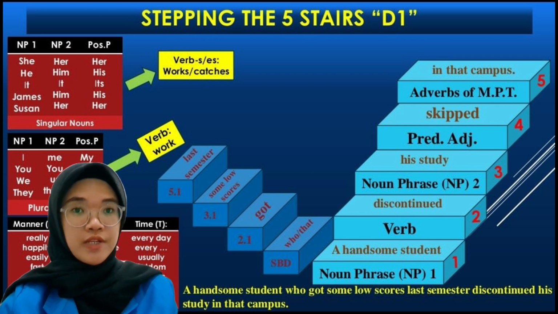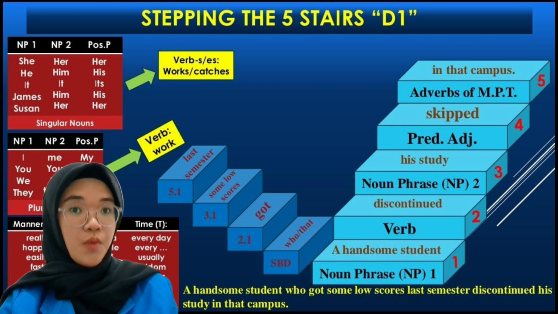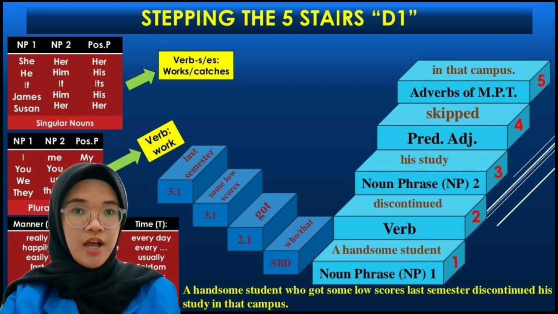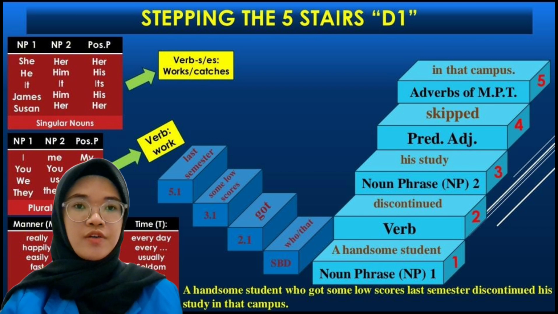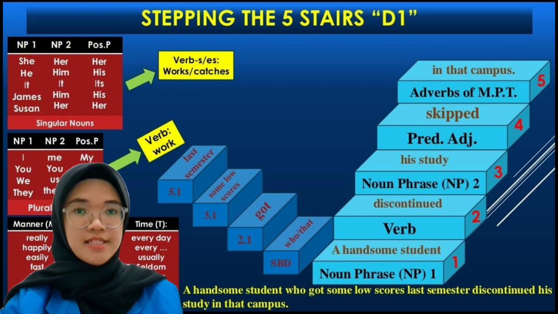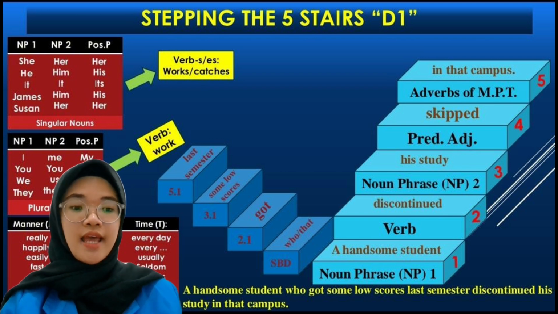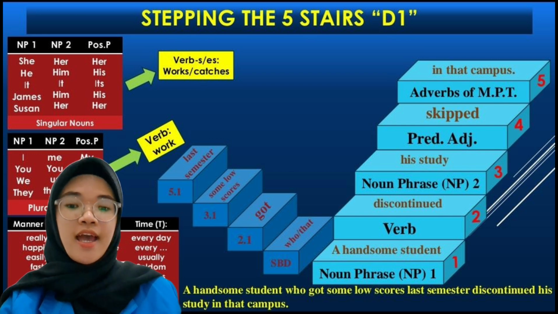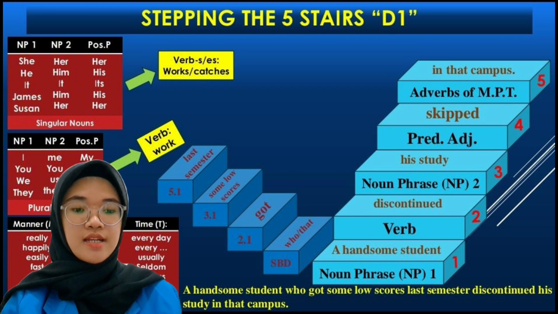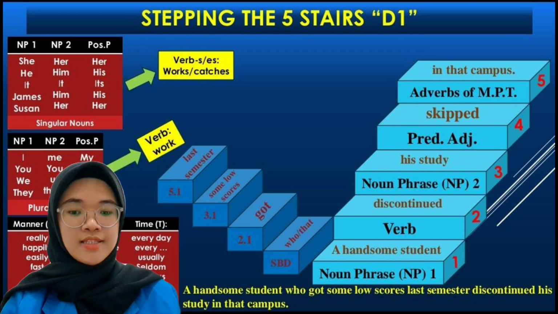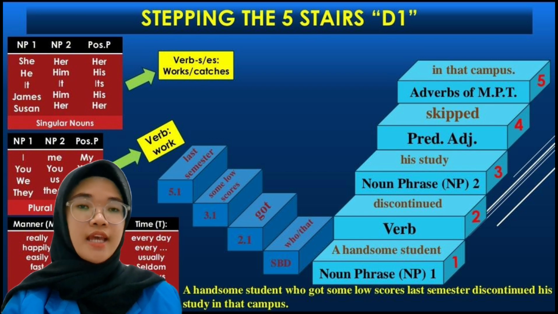Hello, my name is Khoirun Tri Royani, and this time I will explain to you about Stepping the 5 Stairs T, especially T1. In this video, I will explain the definition. Stepping the 5 Stairs T is a teaching technique to construct English clauses accurately, easily, and with fun. The technique uses extra stairs in the noun phrase 1 or step 1, noun phrase 2 or step 3, and complement or step 3 2 as the very potential stairs where clauses can be formed.